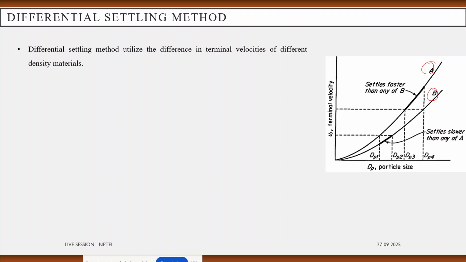So this differential settling method uses the difference in the terminal velocities of different density materials. The density of the medium is less than that of either of the two substances to be separated.